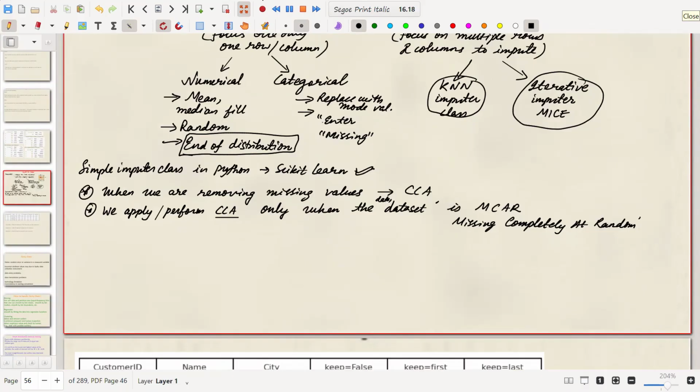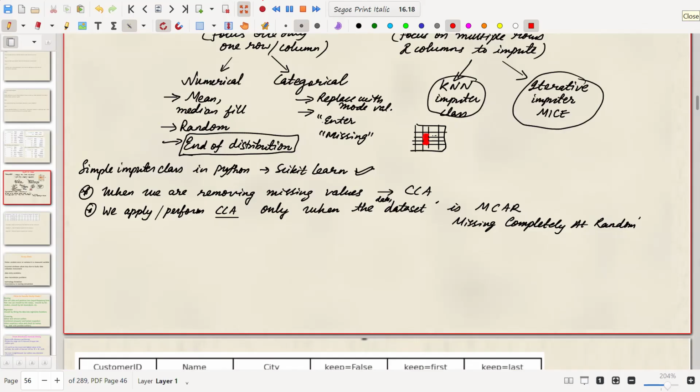Suppose you have a data set like this. It has many rows and many columns. Let me mark with red those that are missing. This is one entry which is missing. This is another entry which is missing. Another entry. But this has a pattern to it, isn't it? Three consecutive entries are missing. So therefore, it has a pattern. We cannot say that it is missing completely at random. So you cannot apply CCA to this case.